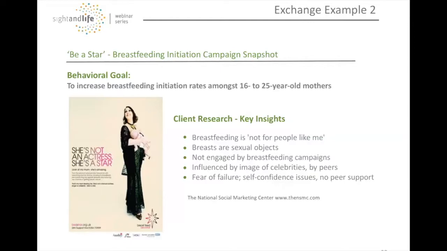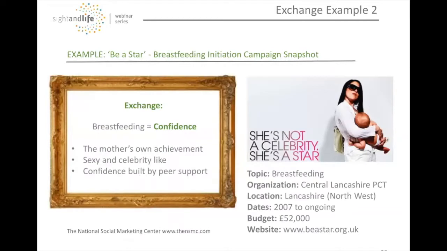And like many young women, unfortunately, in our societies, these moms suffered from an overall self-esteem issue. They were afraid to fail at breastfeeding and were also worried about their bodies and how they would be perceived. And with these insights, the Be a Star campaign was born. Be a Star offered more than information about breastfeeding benefits for the baby or the mom. It offered to celebrate breastfeeding moms as stars, boost the mother's confidence, and support them throughout the process.